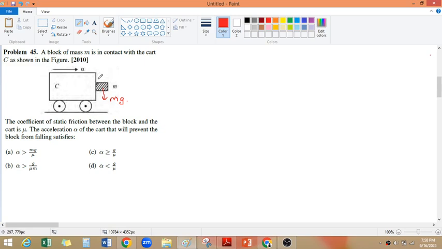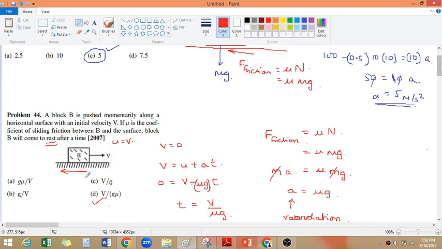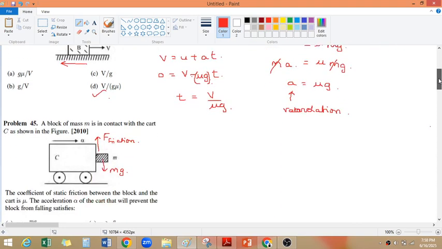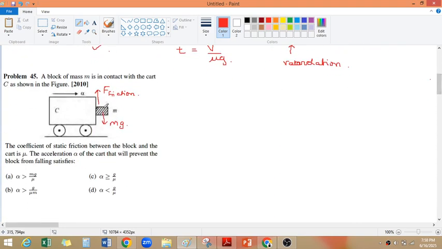So that means the mg is still acting, but somebody is preventing it from falling down, and that is your F friction between this and this. So now the friction is this way. Sir, in the previous problem you said it is this way. Well, there it was moving this way, so the friction was this way. But here, the block is about to fall down, which means the friction will be acting upwards. So friction will be mu into N.